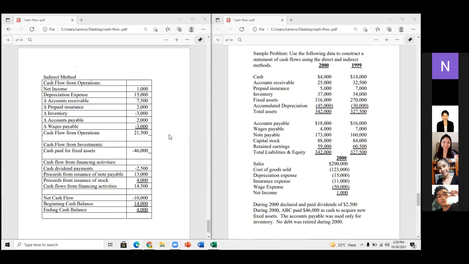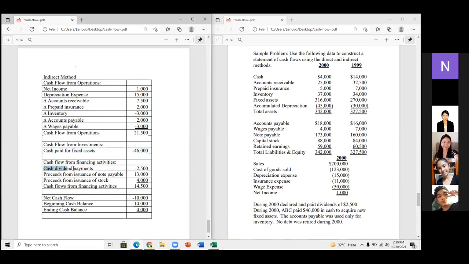Okay, ulitin ko na lang. Sa indirect method, titignan mo yung increase, decrease, and yung mga non-cash transactions. Tapos, same procedure na sa direct method, yung cash paid for fixed assets, kukunin natin, ililas natin siya since nagbayad nga tayo ng cash, so may cash outflow tayo.